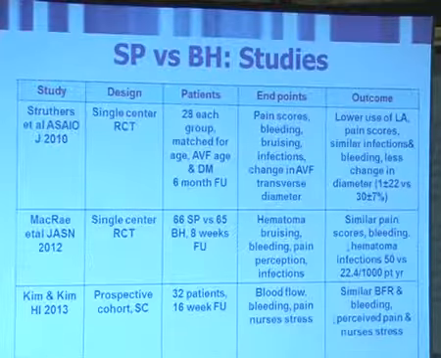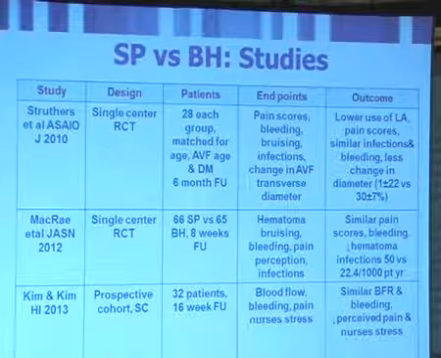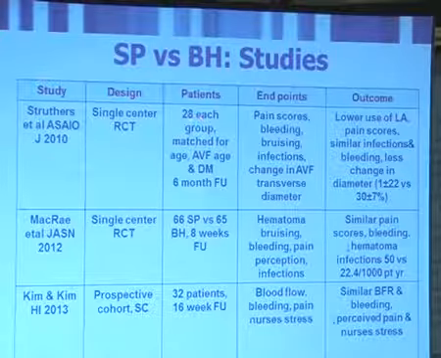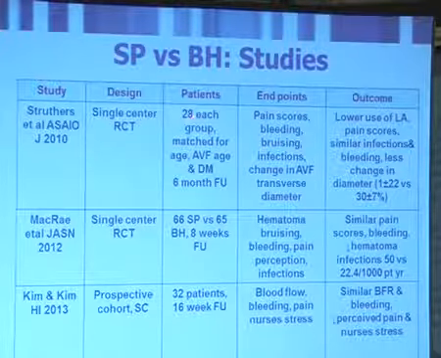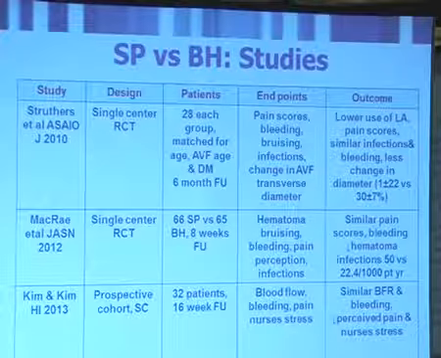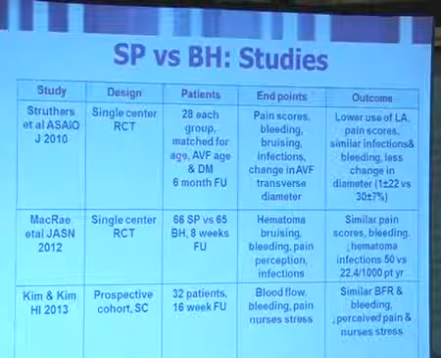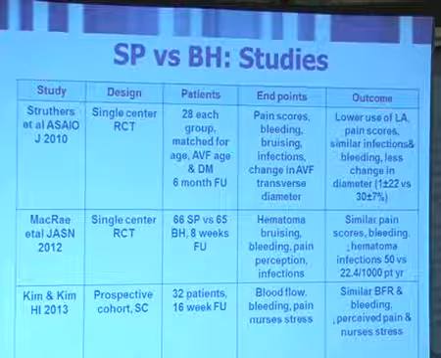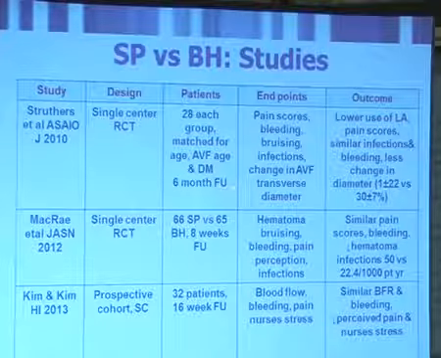This led on to subsequent randomized controlled trials. Almost all of them were single center. This one is from the UK, which looked at a randomized controlled trial, 28 patients in each group. They were matched for age, they were matched for diabetes, they were matched for the AV fistula age as well. It was a 6-month follow-up study.